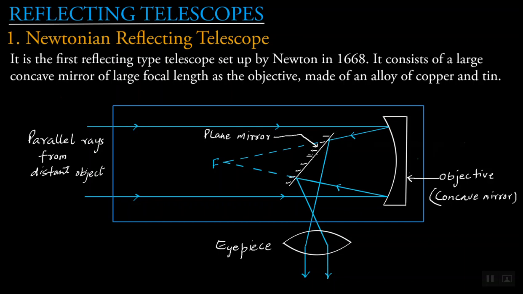And there is another mirror which is inclined at 45 degree with the horizontal. This is a plane mirror. If this plane mirror was not there, then these rays would have come and focused at this point, forming an image at this point. But due to the presence of this plane mirror, which is inclined at 45 degree, the rays are again reflected. One is reflected that way, and another is reflected that way. So these rays now go into the lens, which is called the eyepiece, which goes into the eye of the observer.